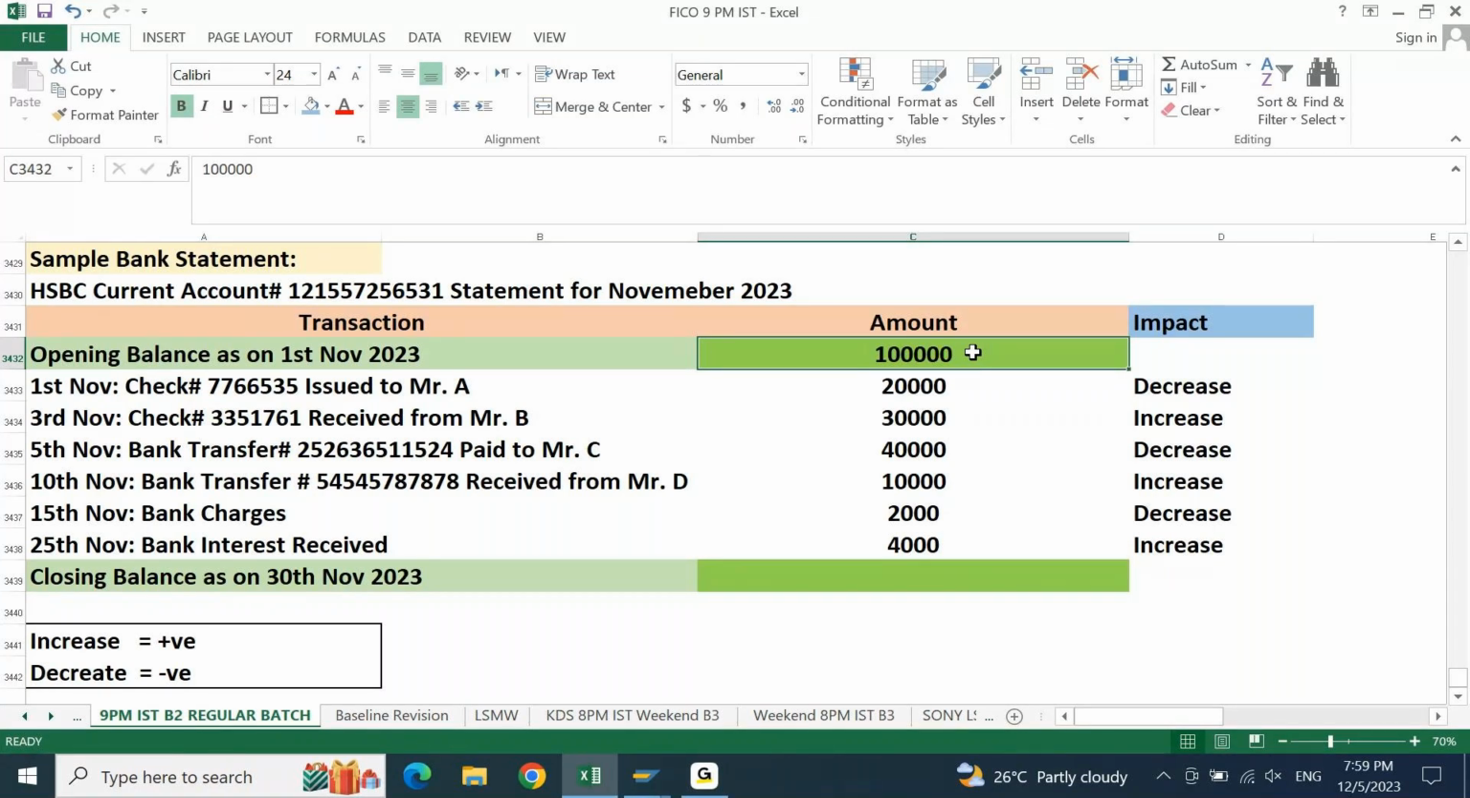Now according to the bank, a positive balance is overdraft.